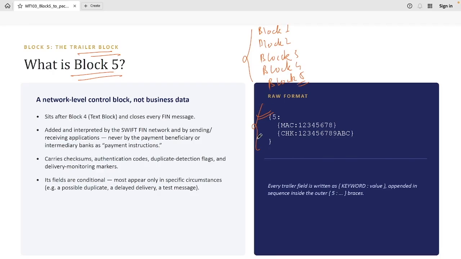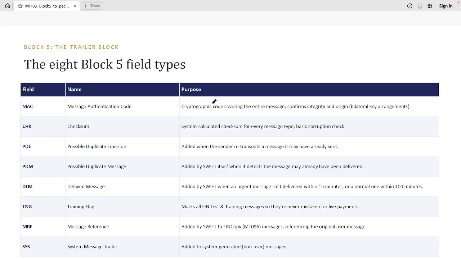This is one example of block 5 structure in an MT103 message. Here, number 5 identifies the trailer block, and inside this particular trailer block there are multiple fields. You can see that it has a key pair format, MSC, CHK. Each field has its own meaning, which we will discuss in the upcoming slides. Now let us examine the different types of trailer fields one by one that we observe in block 5, because this is where duplicate handling and technical monitoring become particularly interesting.